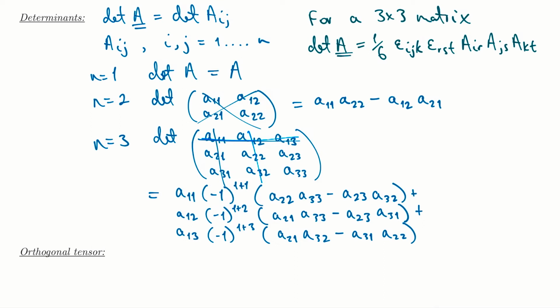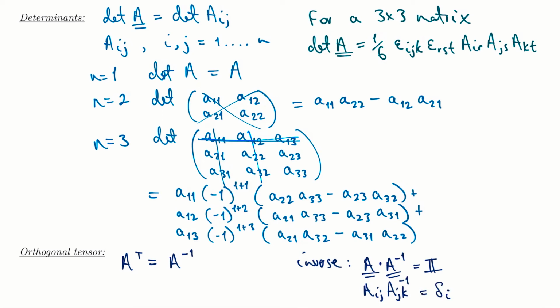We can also look at orthogonal tensors. So for an orthogonal tensor, the transpose is equal to the inverse, which it will help to write here. The inverse is the tensor that when you multiply it by the original, you end up with the identity matrix, or in index notation, A_ij would be multiplied by A_jk, which is the inverse, and that would equal delta_ik. And in this case, the determinant of our orthogonal tensor would be equal to 1.